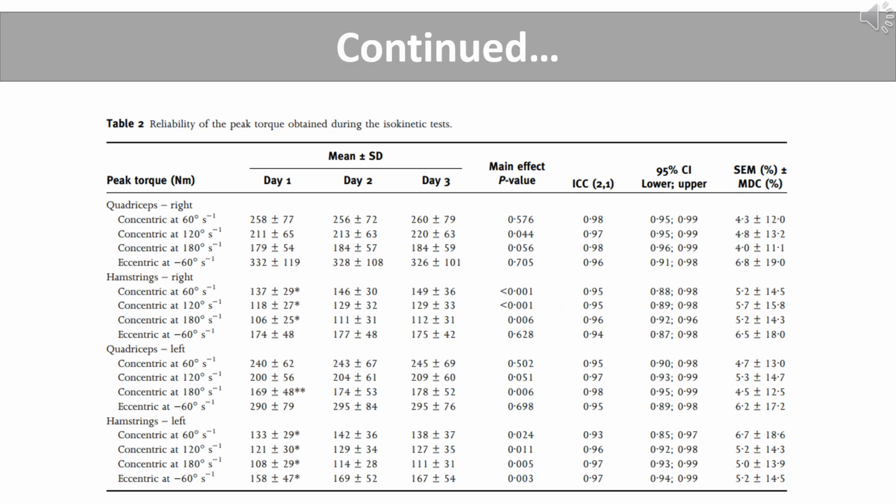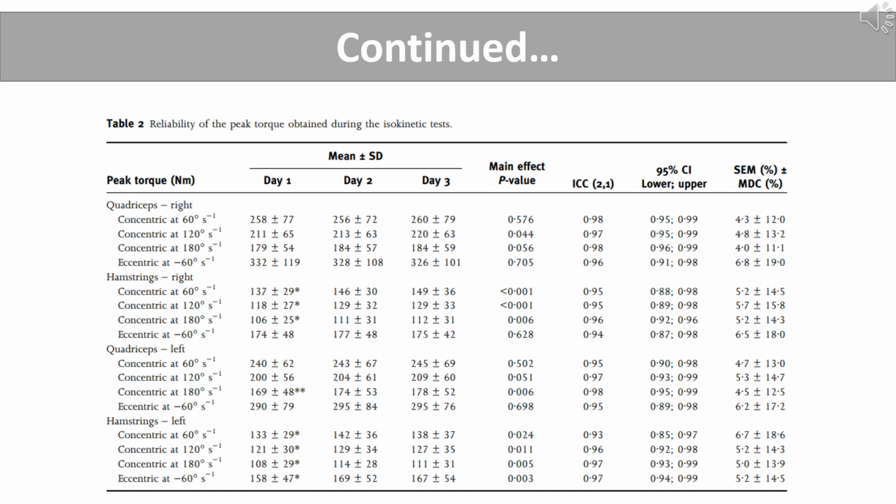In contrast, though, if we look at the raw data, which is from the exact same study by Franco and his team, what we now see is instead of the reliability of ratio data, we are now just looking at the raw peak torque scores for the quadriceps and the hamstrings on the right leg and the quadriceps and the hamstrings on the left leg, again at these different contraction velocities.